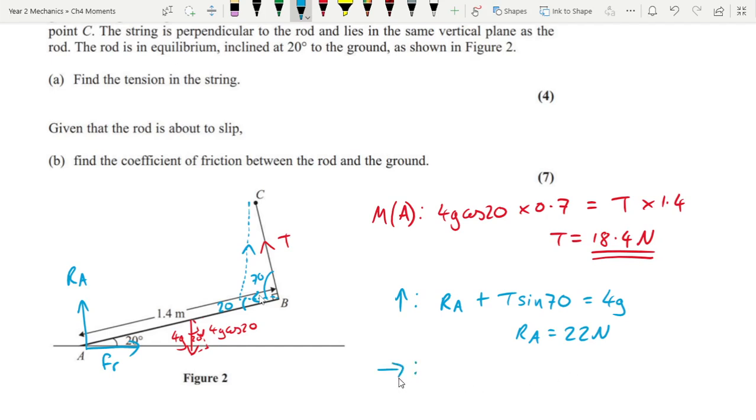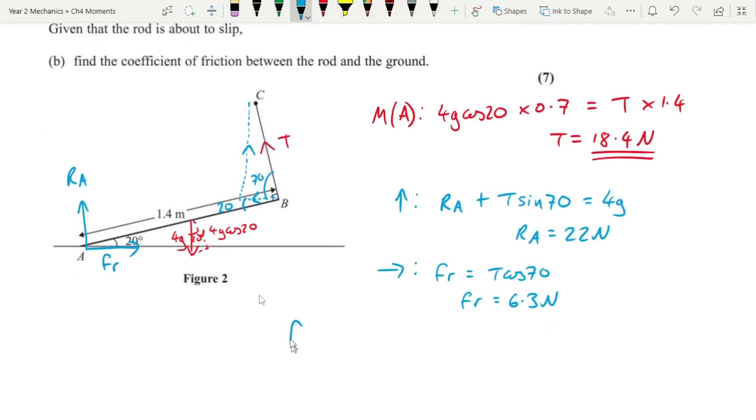Now I need to find the frictional force. So horizontally, I've just got FR equals the horizontal component, which is going to be T cos 70. And we know what T was before, so we can find FR is about 6.3 newtons. And then we can just use F equals mu R. The reason that we can use equals is to do with the fact that it's on the point of slipping, or it's about to slip, so that we know that friction must be at a maximum, so we can use this equation. So we've got mu equals F over R, or 6.3 over 22, which gives me about 0.29 as my coefficient of friction here.